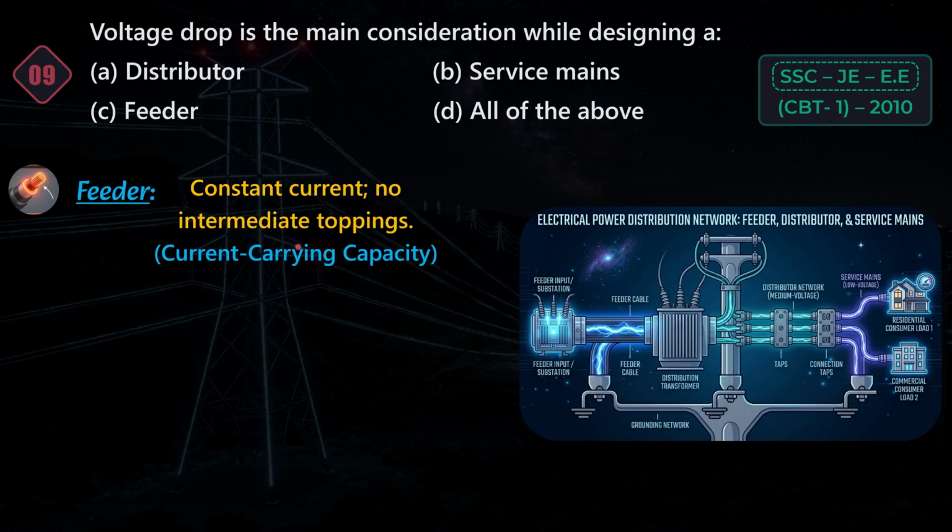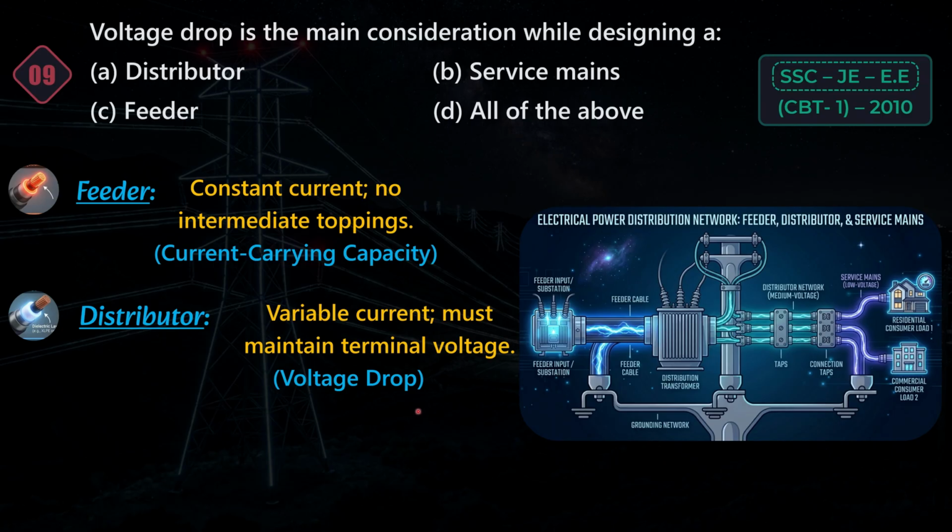A feeder connects the substation to the distribution area without any intermediate tappings. This means the current remains constant along the entire length of the feeder. Now you can see there are no intermediate tappings. Since there are no consumers connected directly to feeders, feeders are designed based on their current carrying capacity and thermal limits to prevent overheating.